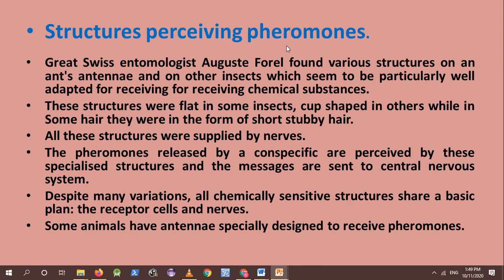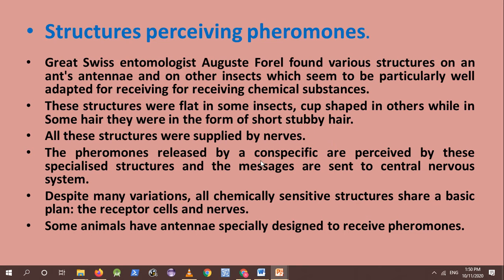Now structures receiving pheromones. We have discussed just now that there are various glands which produce pheromones. Similarly, there are various structures which receive pheromones in insects and other animals. Swiss entomologist Forel found that various structures are present on ants' antennae and other insects, and they receive pheromones. These structures were flat in some insects, cup shaped in some others, and usually they are in the form of short stubby hair. And all these structures which perceive pheromones are supplied by nerves.